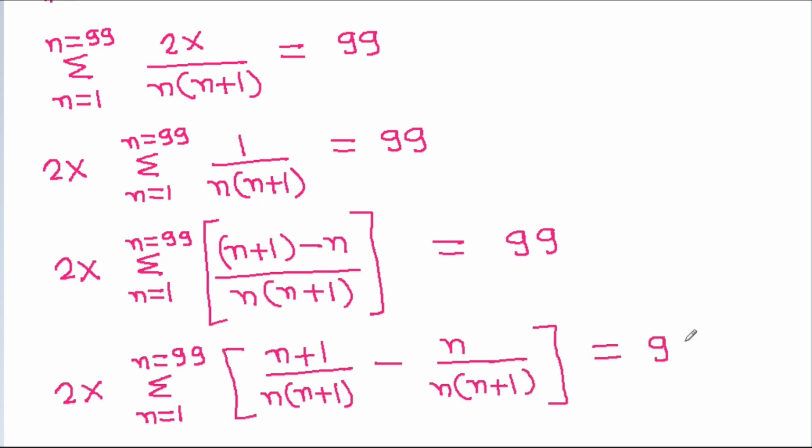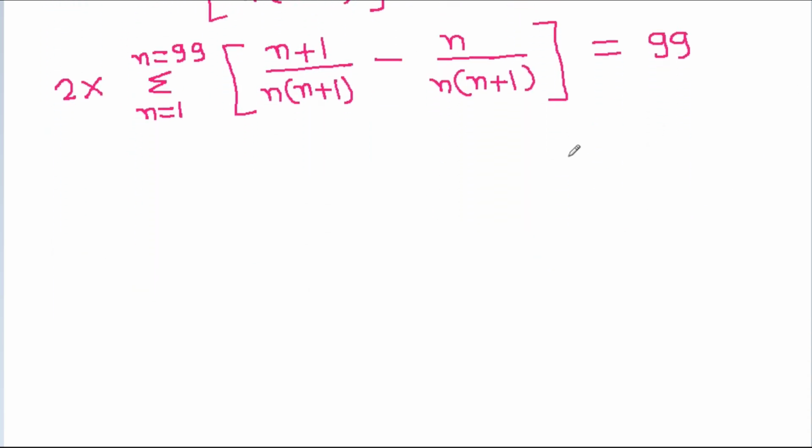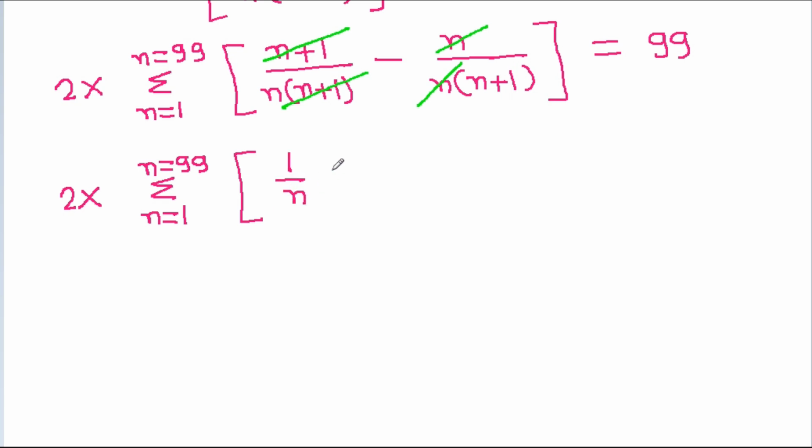It is equal to 99, and n plus 1 will get cancelled, and here n will get cancelled, so it is 2x times summation from n is equal to 1 to 99 of 1 by n minus 1 by n plus 1. It is equal to 99.